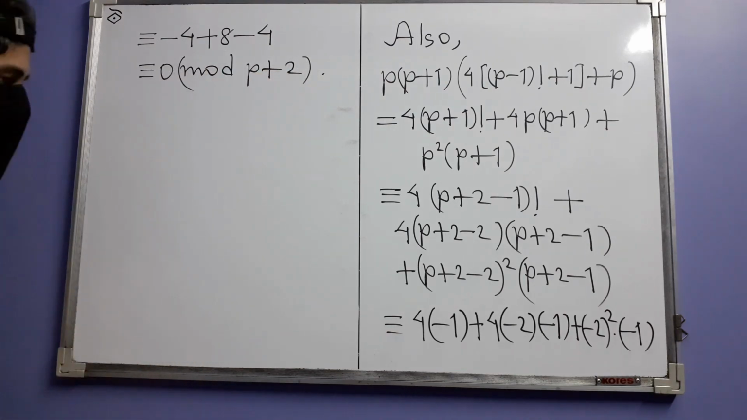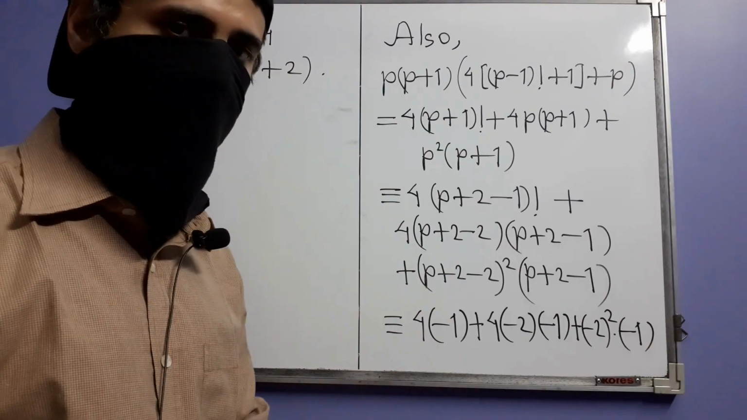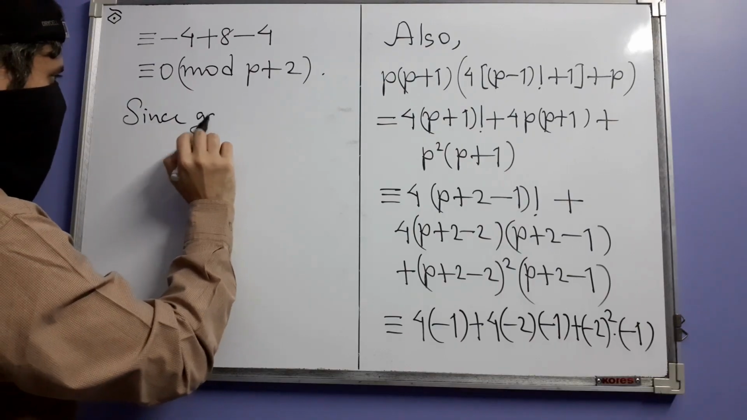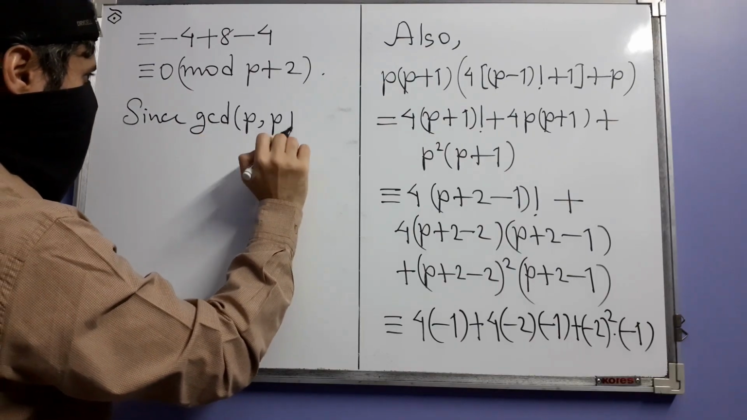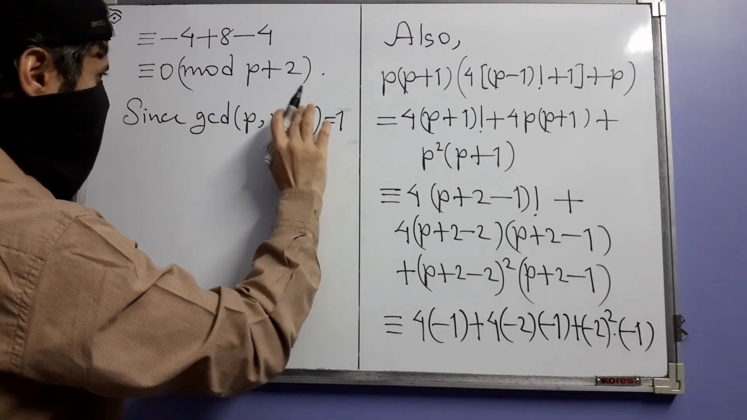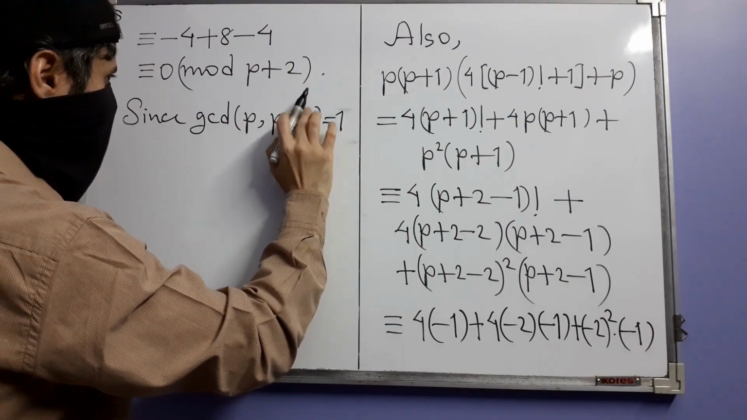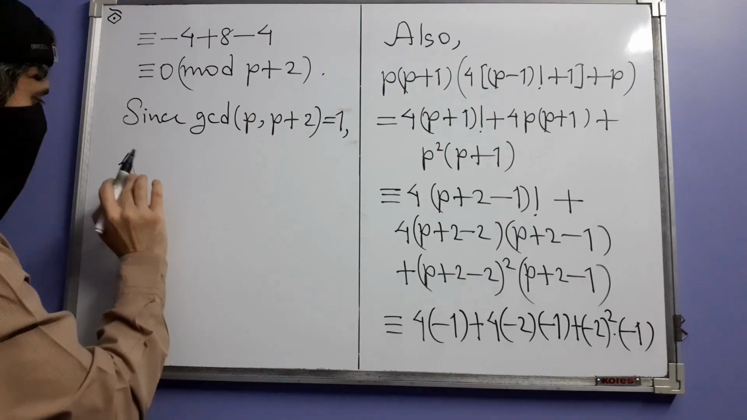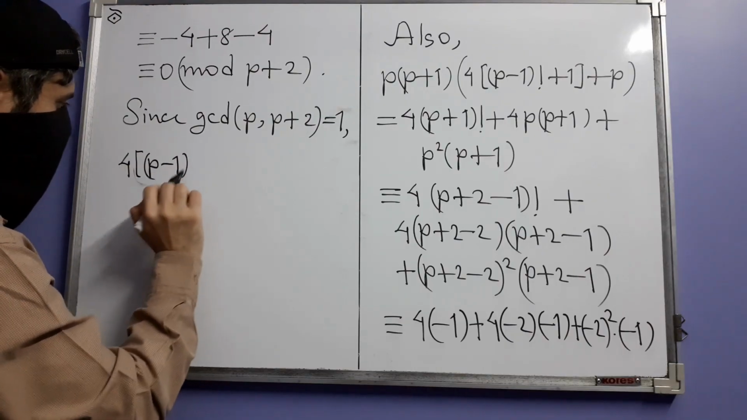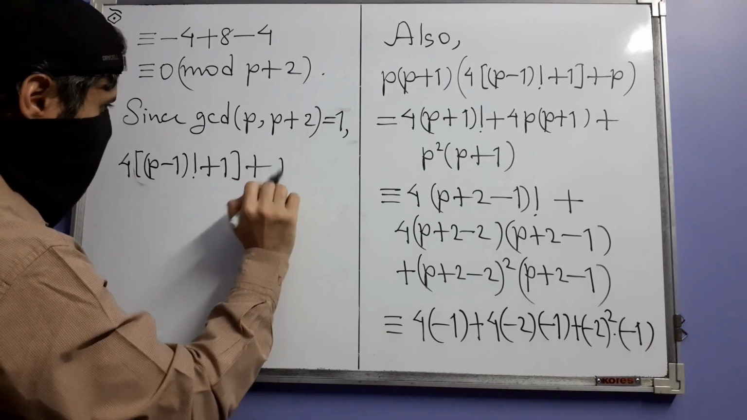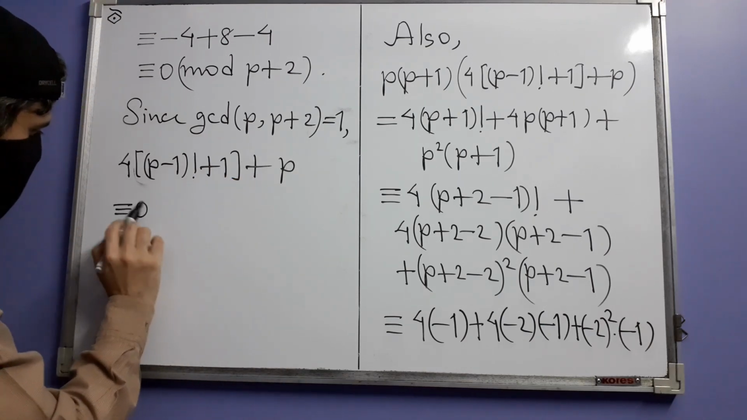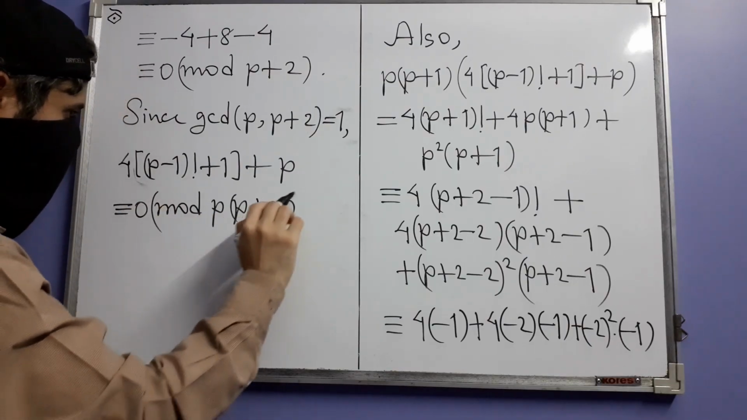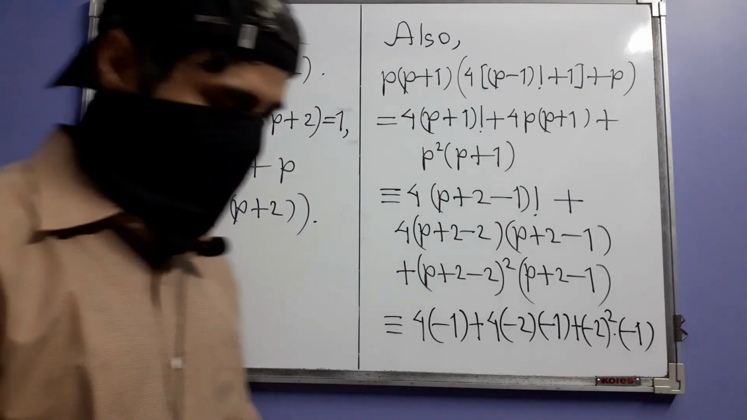And finally you can combine the moduli because they are relatively prime to each other. Since this is equal to 1, four times this plus p is congruent to 0 mod p times p plus 2. And that's it. That is our solution.